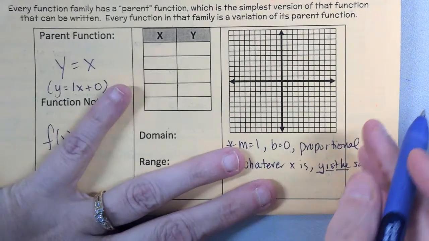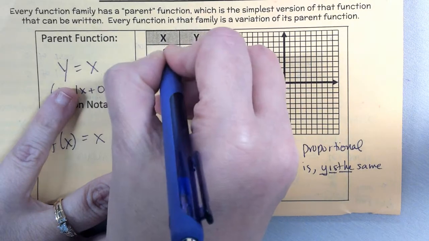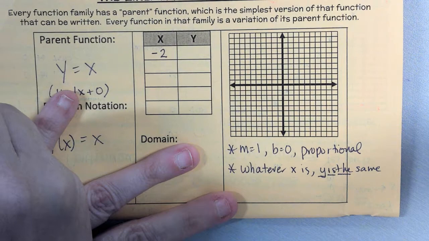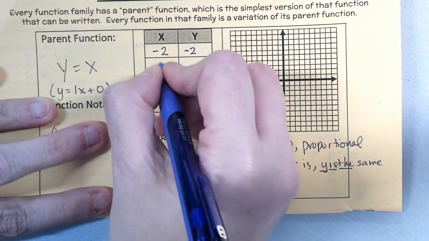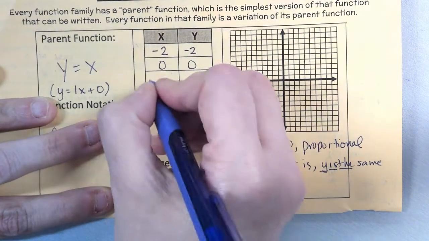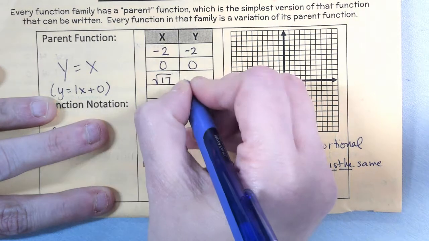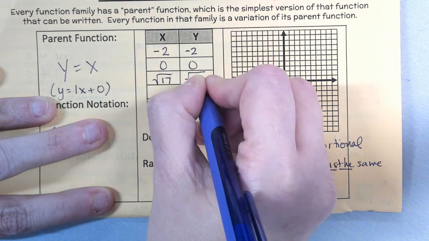Okay, so that means what if x is negative 2? What's y going to be? Negative 2. Okay, what if x is 0? Y is going to be 0. What if x is the square root of 17? Y is going to be the square root of 17.